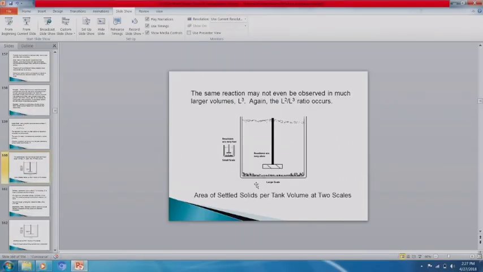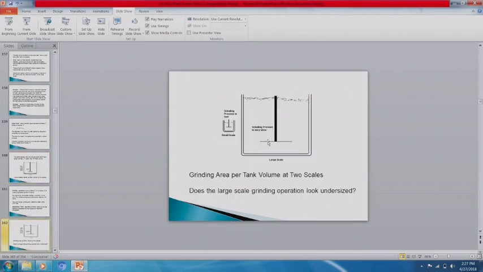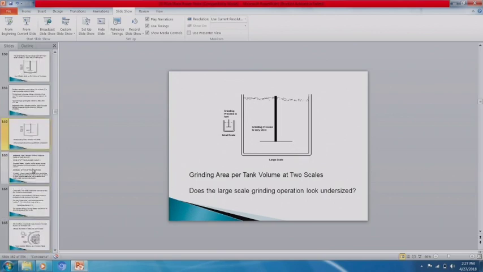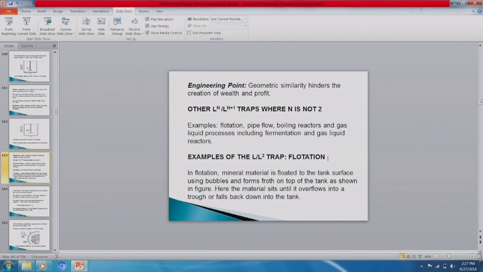So we had ineffective chemical reaction with solids, and ineffective grinding with limited grinding discs. Let's see if there are other traps. Let's go to this one here.